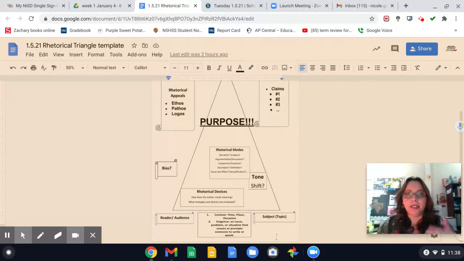Subject topic: is this about mental illness? Is this about politics? Is this about societal health? Is this about education, gender identity, like we're looking at now?